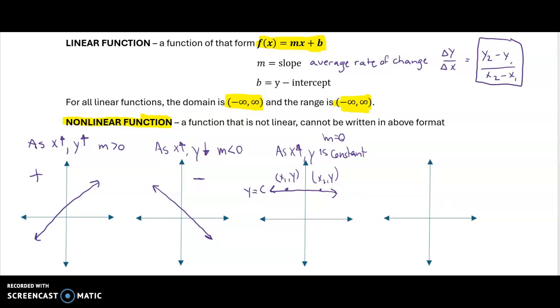A line that looks like this will be in the form of y equals some number c. Now, another line that I could see on the graph is a vertical line. This is not a function. Why isn't it a function? Well, it's a vertical line. It's not going to pass my vertical line test. It'll be of the form x equals some constant, and your slope is not defined.